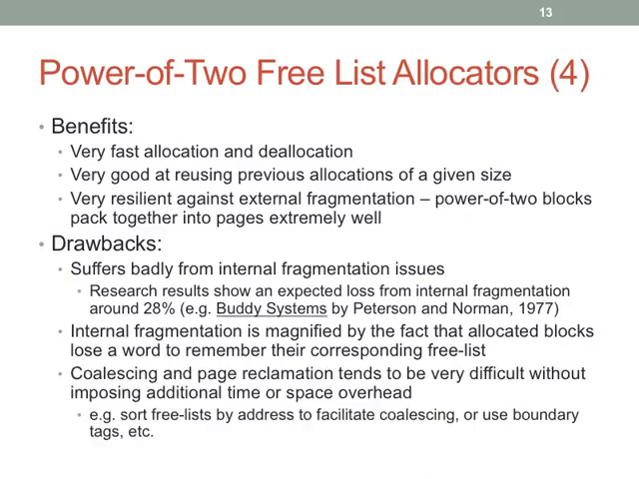All right? Yeah, and so coalescing, like I said, you have to do something for coalescing so that you can actually be resilient to external fragmentation. Okay, so that's power of 2 free lists.